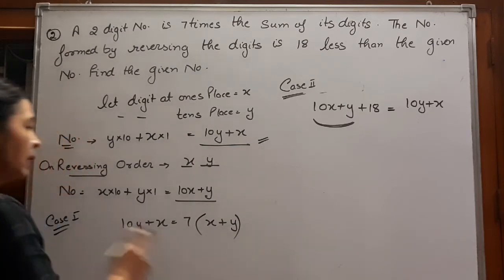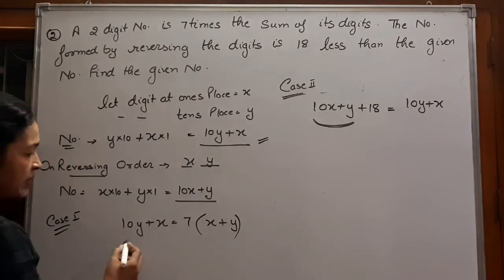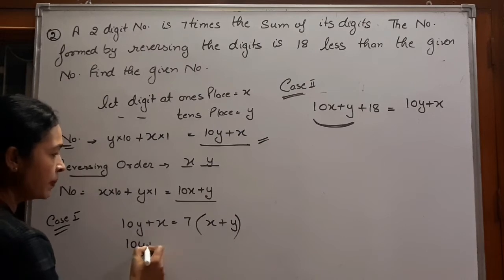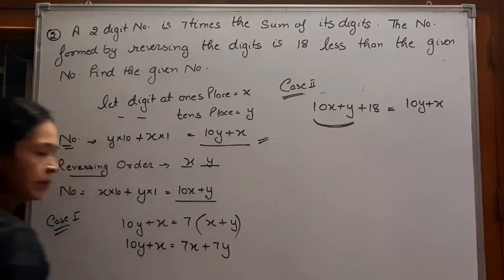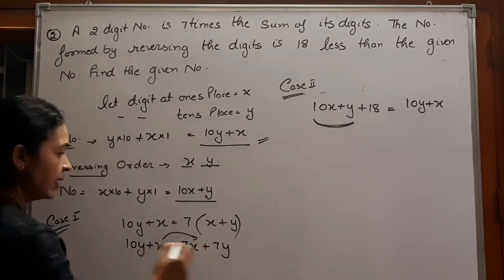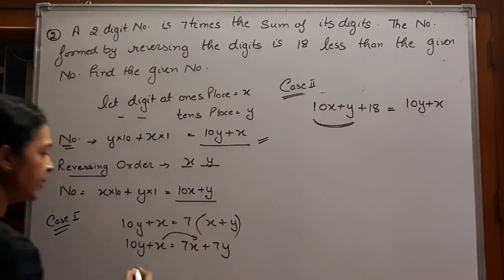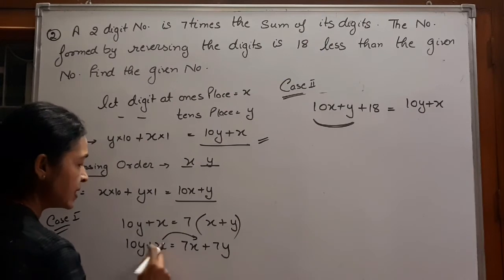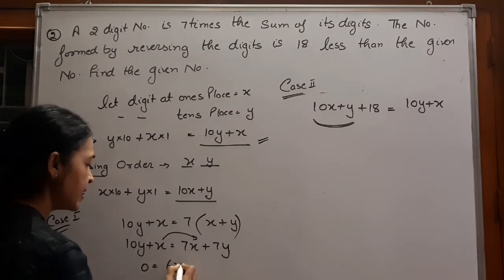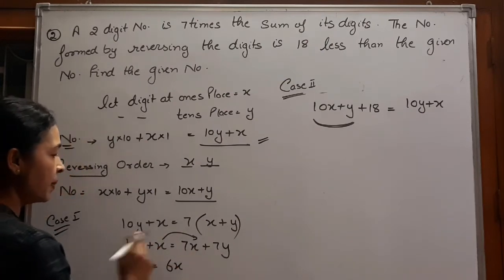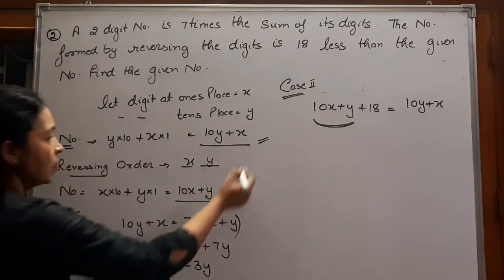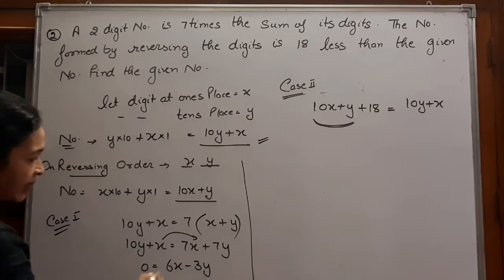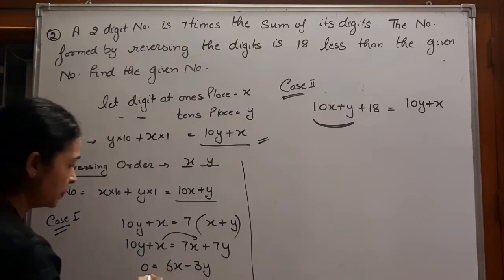Okay. Now let's simplify the equations. Here we have 10y plus x equals to 7x plus 7y. Taking x and y on the right hand side, we have 0 here. 7x minus x, 6x plus 7y minus 10y, minus 3y. We can write it as taking 3 common.